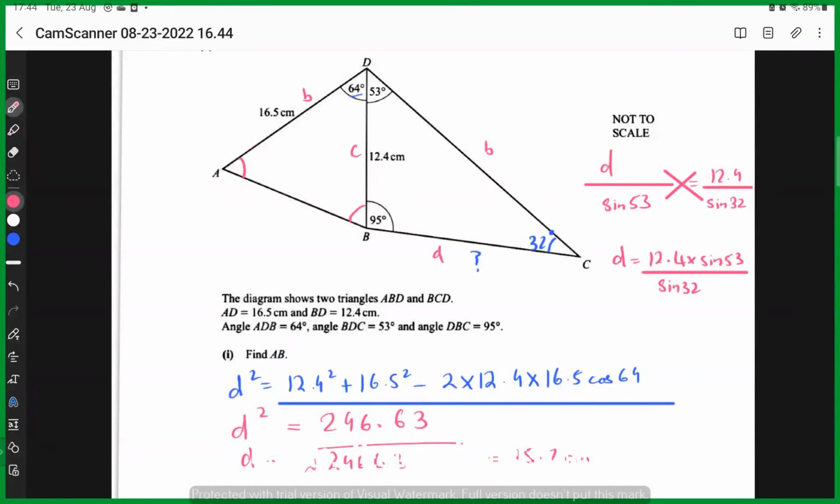So this is going to give you 18.69 centimeters. Very good, those who were able to answer it correctly. It's 18.69 centimeters, and you can write the final answer as 18.7 centimeters. This is going to be your final answer.